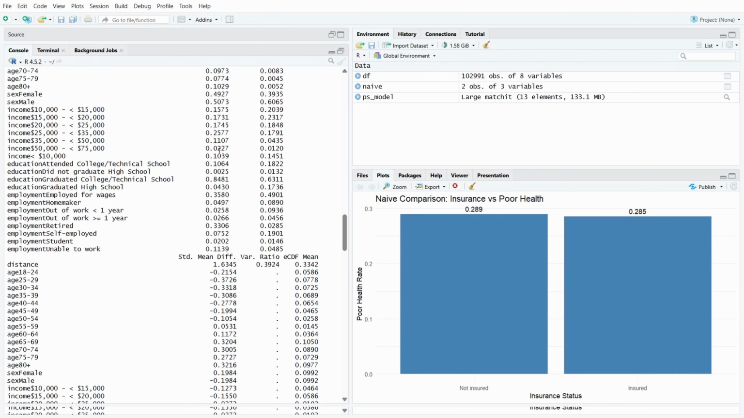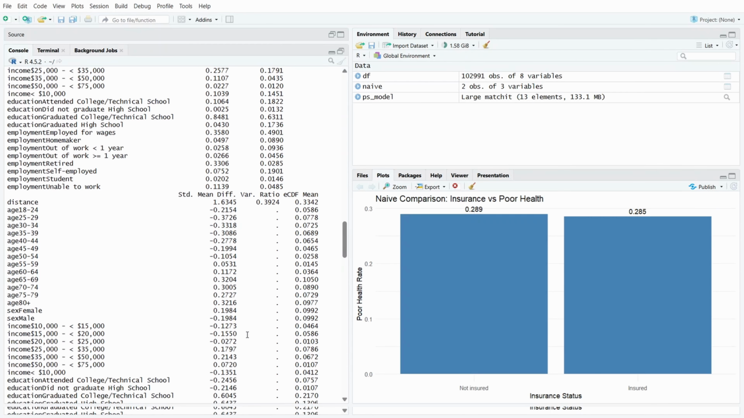And income also shows important differences before matching. Lower income categories appear more common among uninsured respondents, while some middle and higher income categories appear more common among insured respondents. Several income categories show standardized mean differences greater than 0.15 or 0.20. This suggests that income is strongly associated with insurance status in the raw dataset.